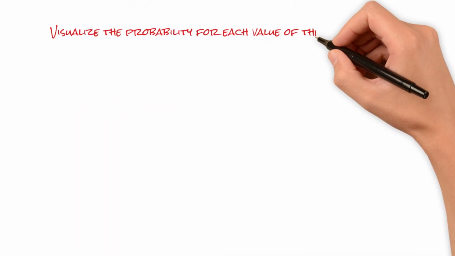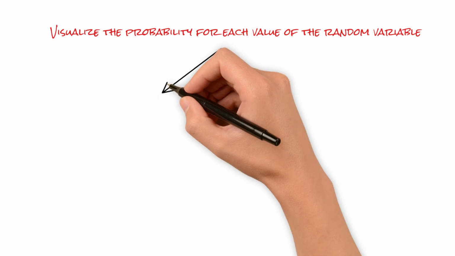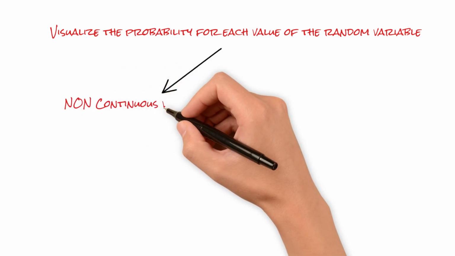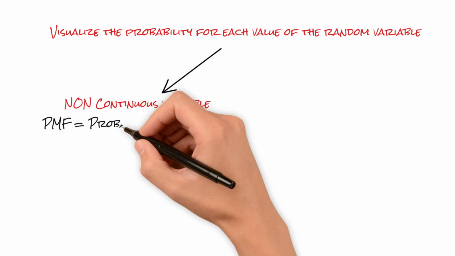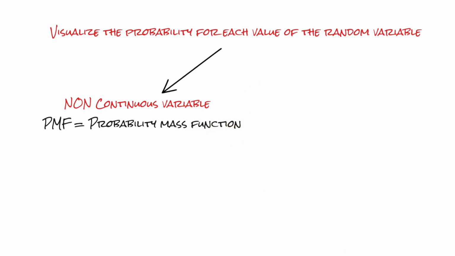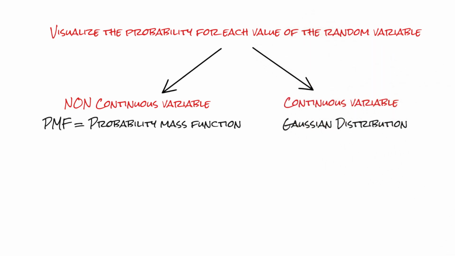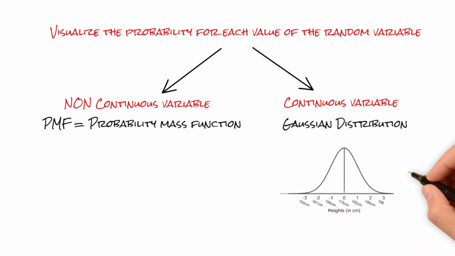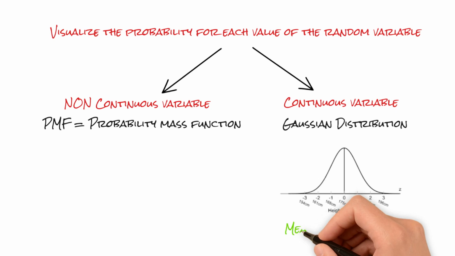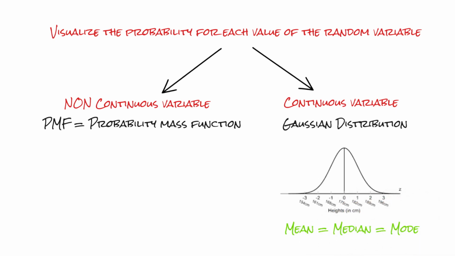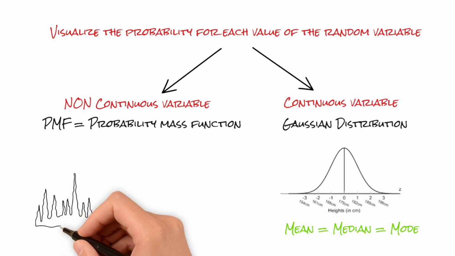We can visualize this by creating a probability distribution. For non continuous variables, it's called a probability mass function, where we plot the probability of each sample in a 2D space. Conversely, for continuous variables, we use the Gaussian distribution characterized by a bell shaped curve. It features important properties such as central tendency, with the mean, median, and mode all being the same. This is just the tip of the iceberg.